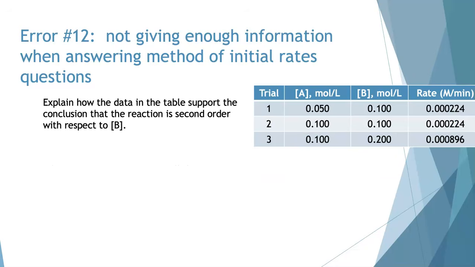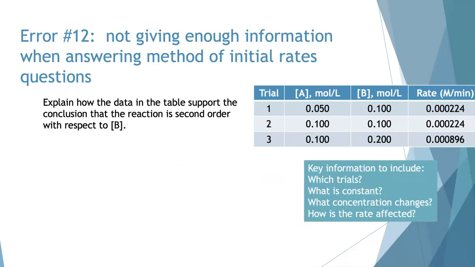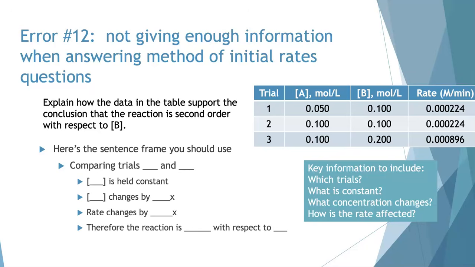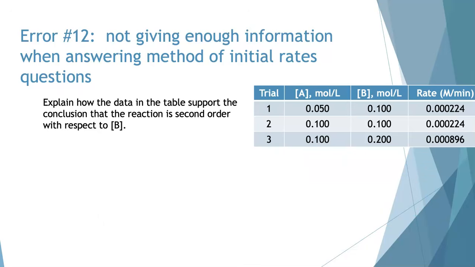You need to make sure you give enough information here. You need to tell me, what trials are you comparing? What's being held constant? What's being changed? How is the rate affected because of this change? I'm actually going to give you a sentence frame, or a series of sentence frames, to use. Comparing trials, what's held constant, what's changed by what factor, how does the rate change by what factor, and therefore the reaction is blank order with respect to that substance.